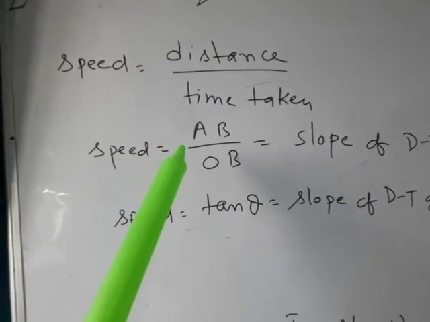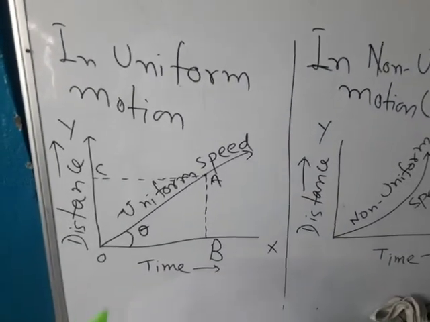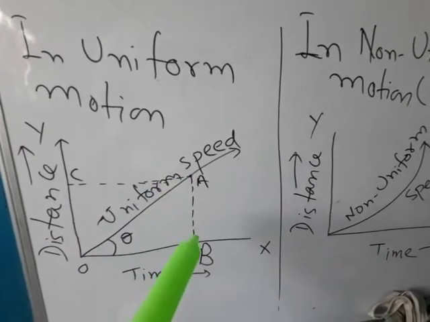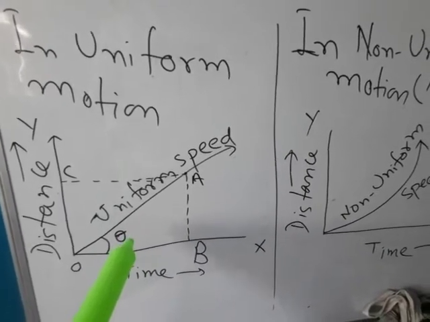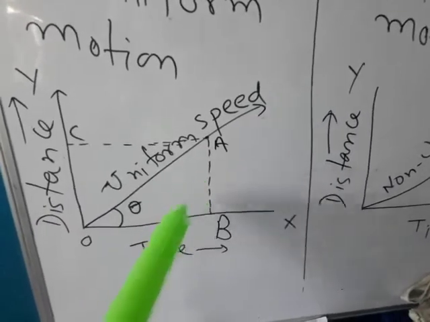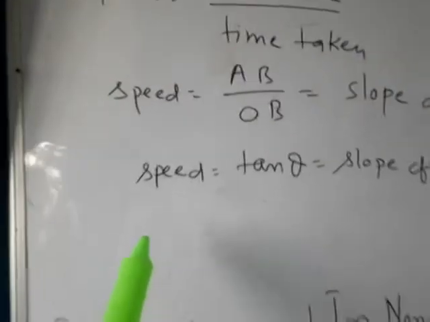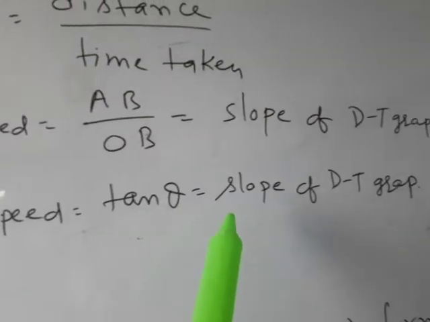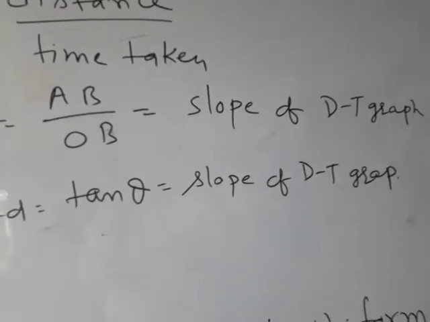Now, students, consider triangle OAB. AB by OB is tan theta, which means perpendicular by base. So, speed equal to tan theta equal to slope of the dt graph.